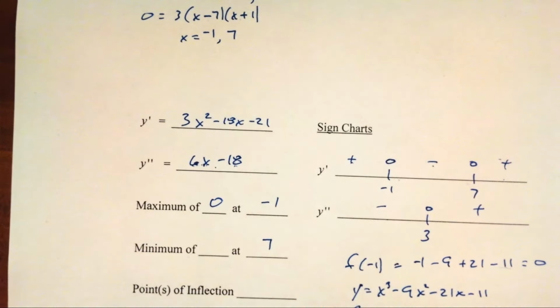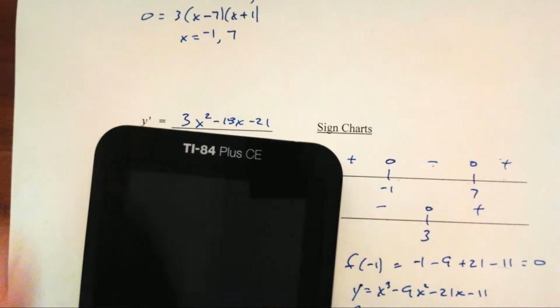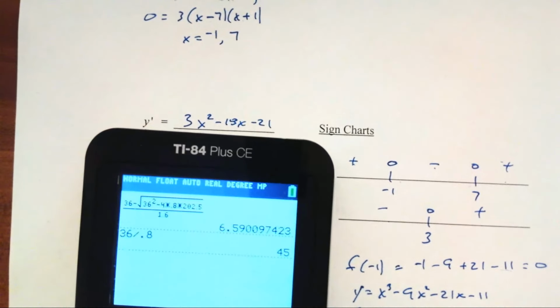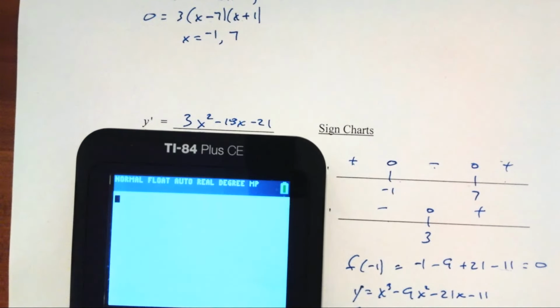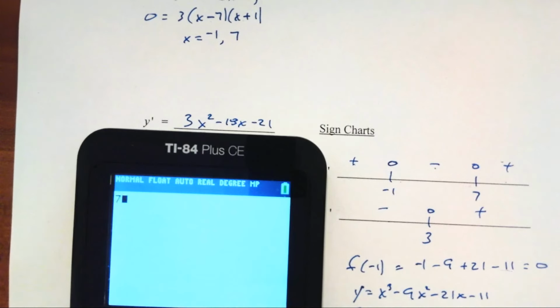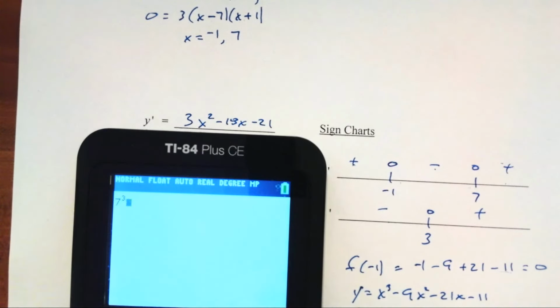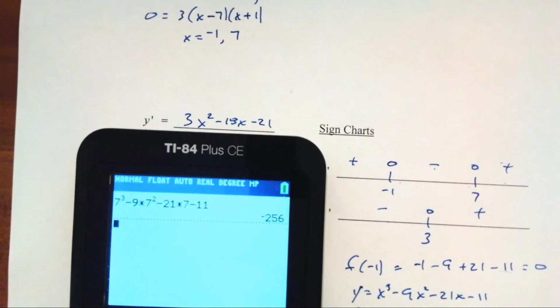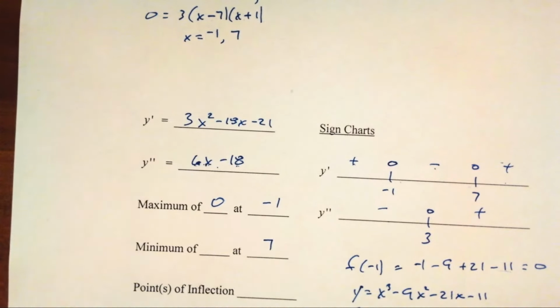We have a minimum, f of 7, and I'm going to use a calculator on that. If I remember right, it might be negative 256, but let's see. I get 7 cubed minus 9 times 7 squared minus 21 times 7 minus 11. And I get negative 256. So negative 256 is my minimum.